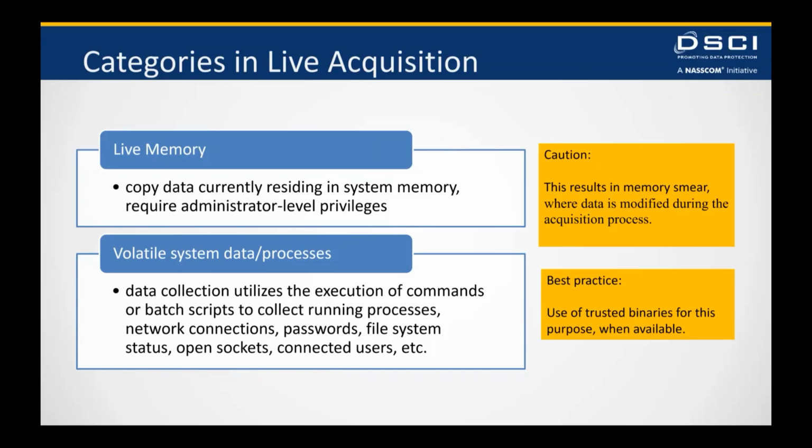So next is volatile system data or processes. In this phase, we can use some scripts written in Python and many other programming languages. You can copy them on a pen drive or run the script on the suspect systems, and you will be able to collect the running processes, network connections, passwords, file systems, open sockets, connected users, etc.